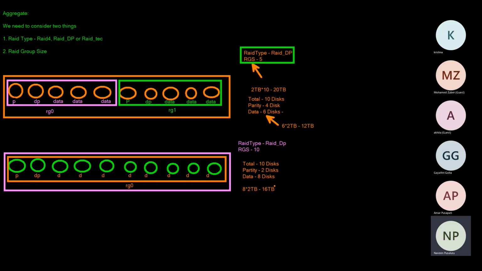But the only thing is, the first example can afford 4 disk failures, right? Because 4 disk failures can be sustained in the first example. But when it comes to the second example, it can sustain only 2 disk failures, right?